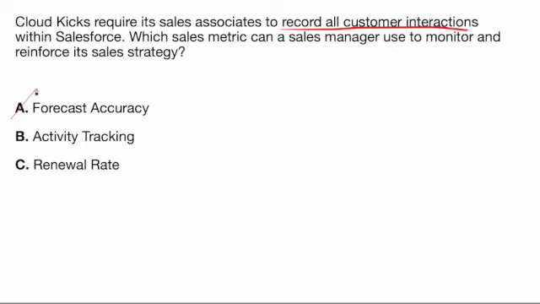Now, activity tracking encapsulates all of the customer interactions that sales associates had. Interactions including email outreach, logged calls, and customer meetings. So activity tracking is looking like the right answer here. And renewal rate is how likely a customer is to renew their contract with your organization. If you're selling a good or a service, how likely is your customer to continue to work with you in the future? So that really does not get at recording the customer interactions, specifically the meetings taken, the calls taken. Activity tracking is the best choice here.